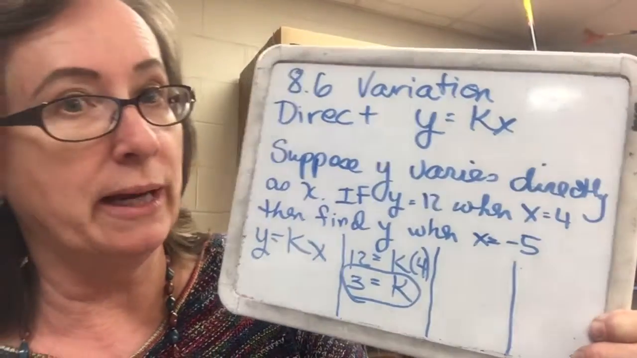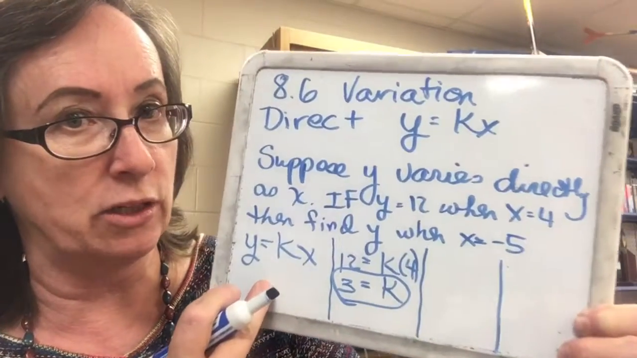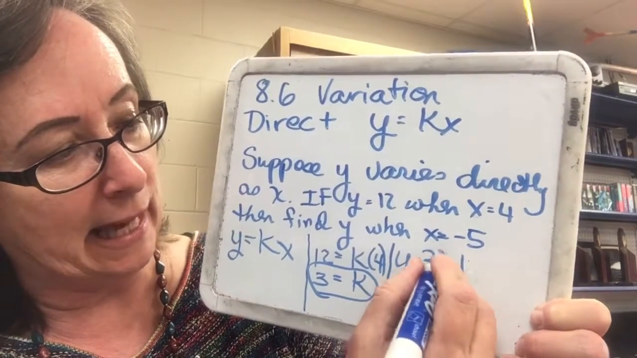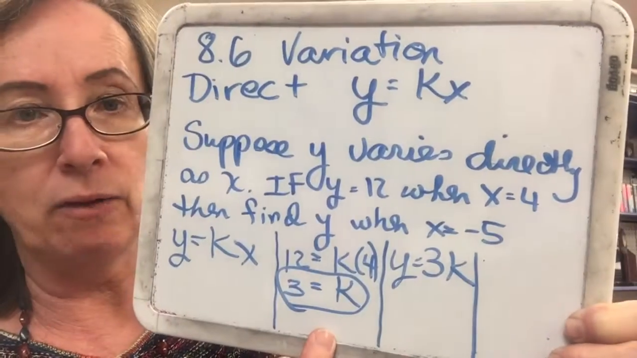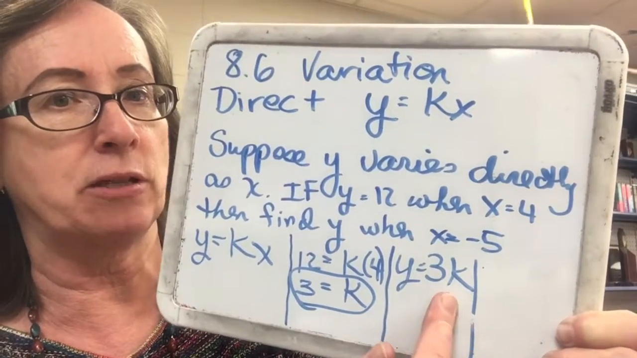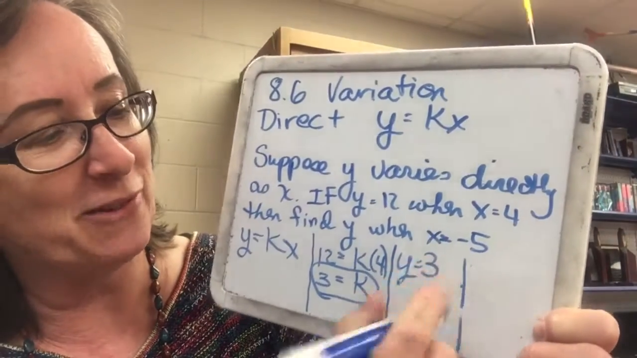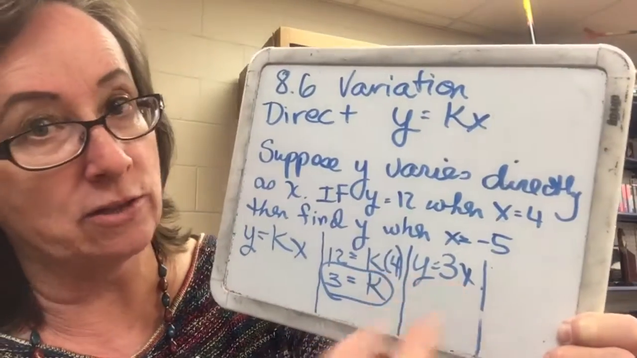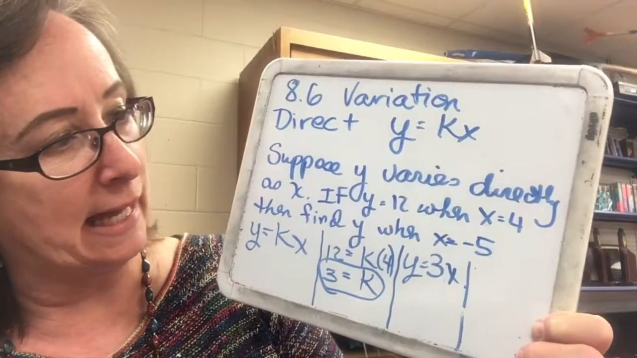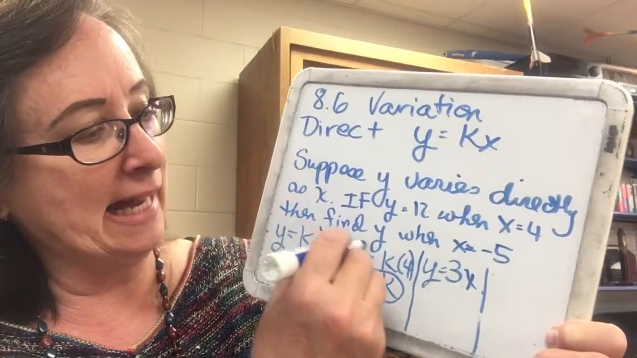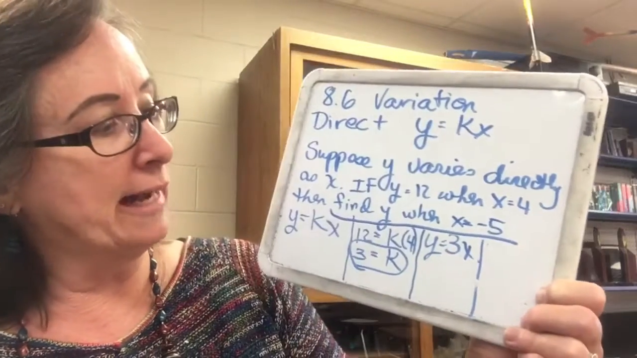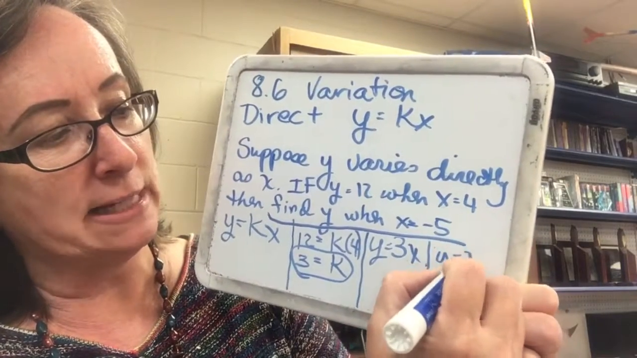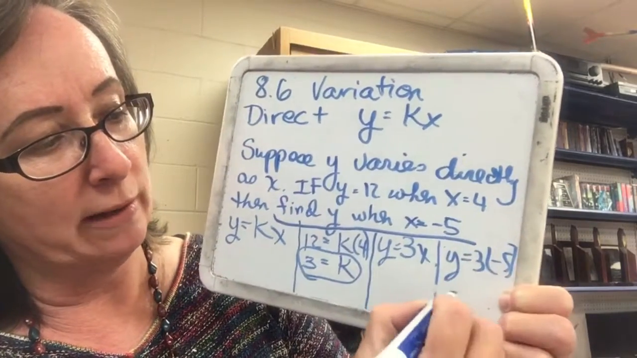Then I re-express my original equation with the new k in it. Since I found that k was 3, I'm going to substitute the 3 for the k, not the x. So y is kx, y is 3x. I substitute the 3 in for the k. And then lastly, I answer a question. Find y when x is -5. So y is 3 times -5, or -15.